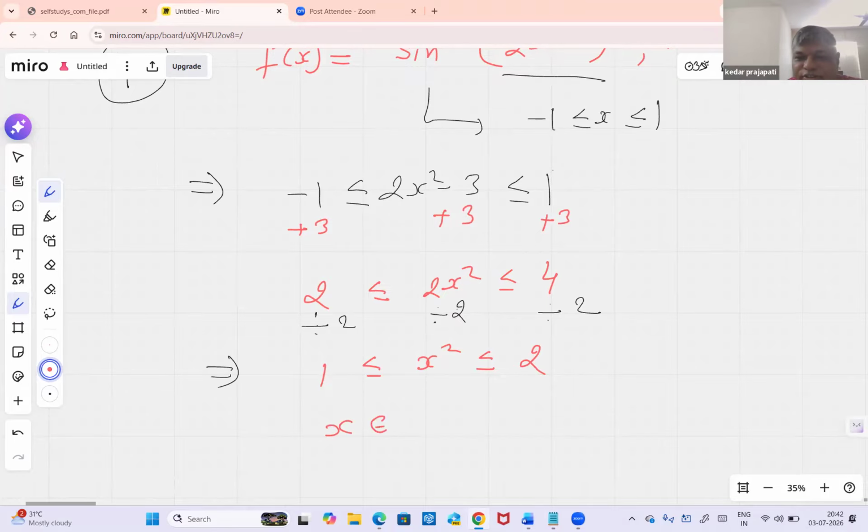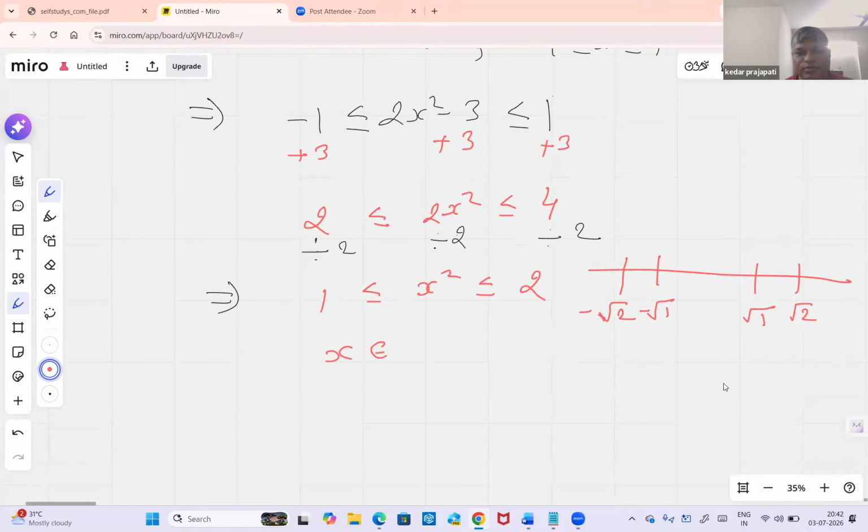So the domain of x will become what? x belongs to... Now in a straight line, draw 4 points: minus root 2, minus root 1, root 1, root 2. Root 1 is nothing but 1 only. So what is the answer now? So the answer for us is, we got it.